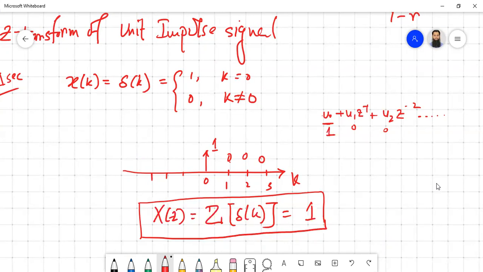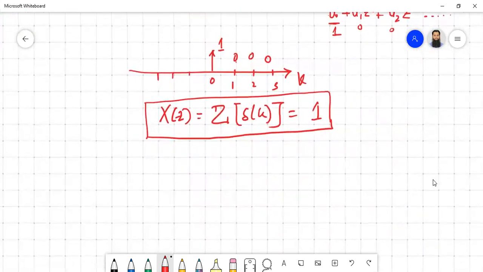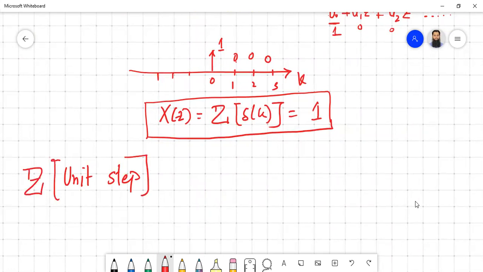A similar thing can also be shown by taking advantage of definition one in the case of your unit step response. If you want to find the Z transformation of the unit step signal, the pulses actually help us. If we can figure out the pulses at k equal to 0, then k equal to 1, k equal to 2, k equal to 3, and it continues like this.